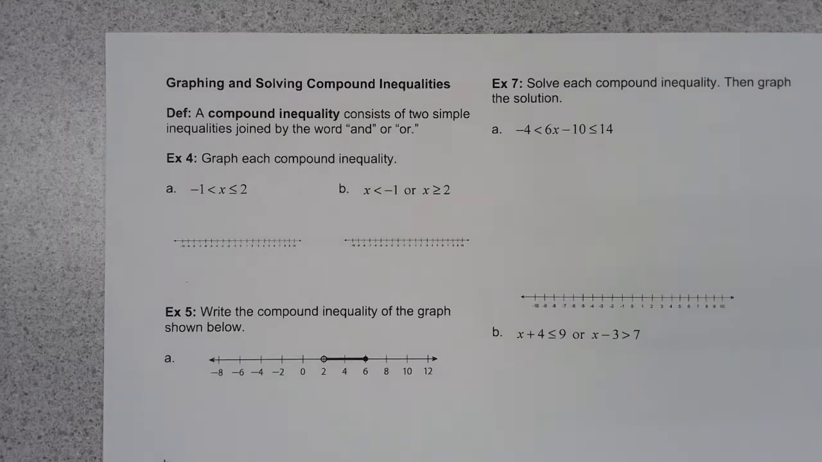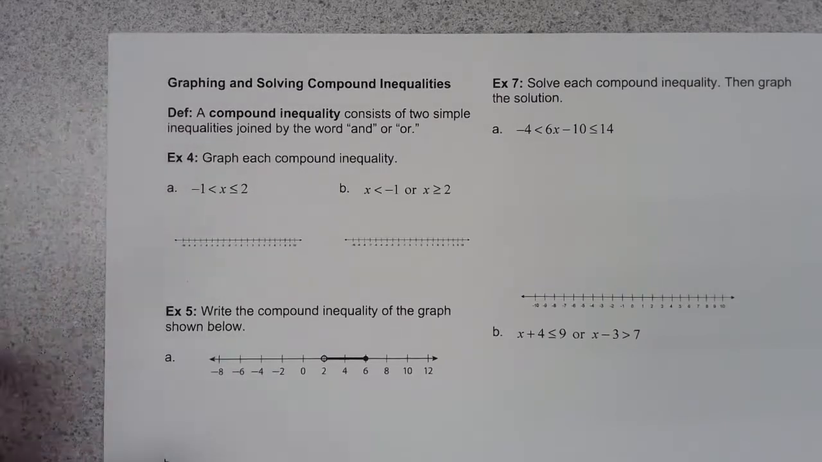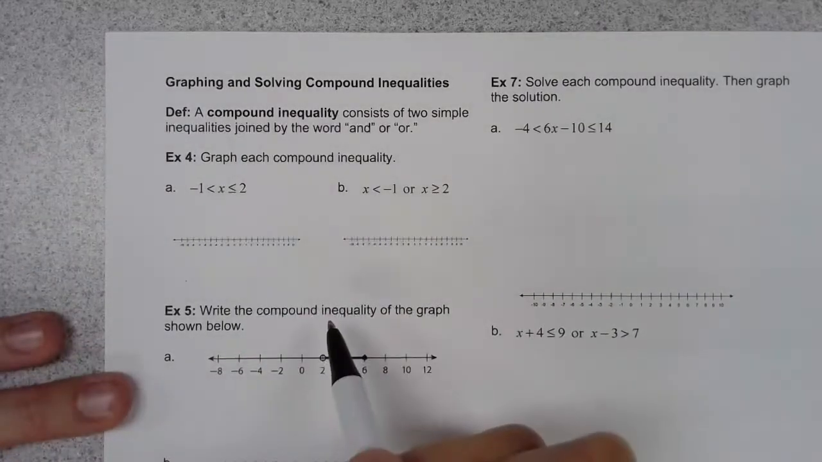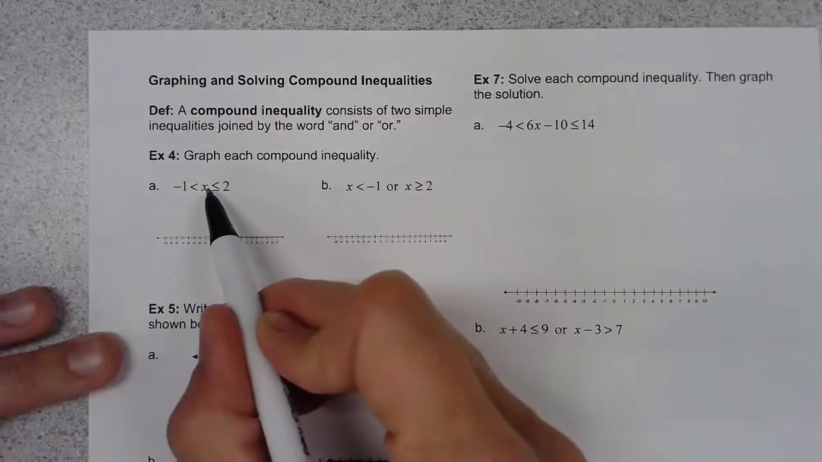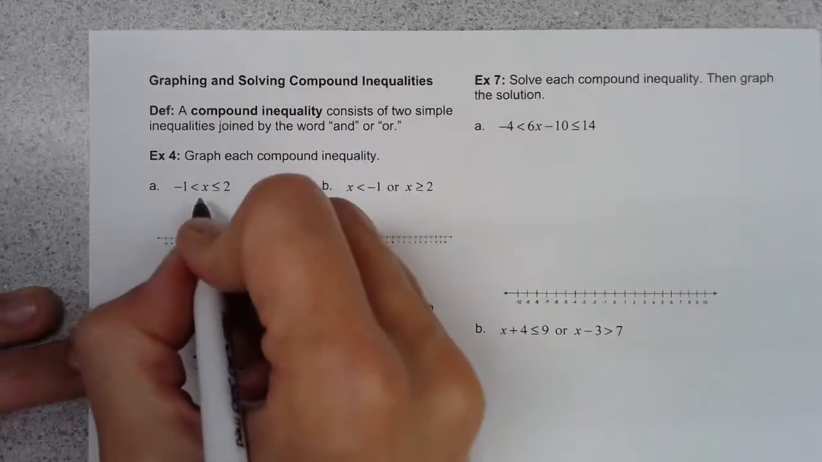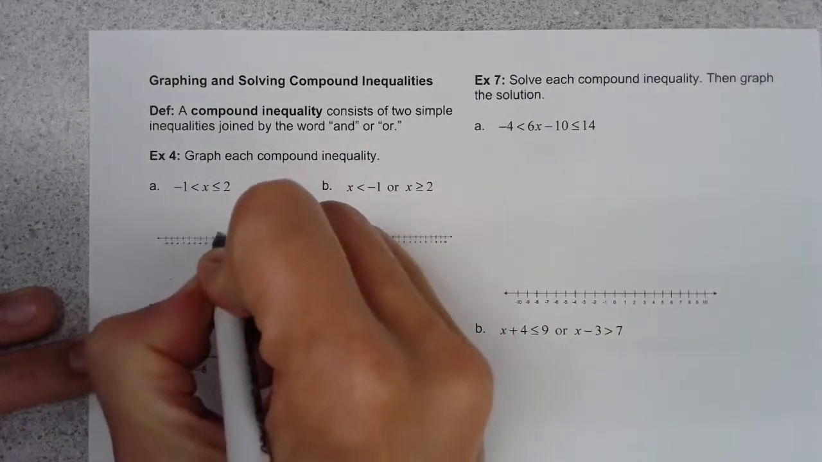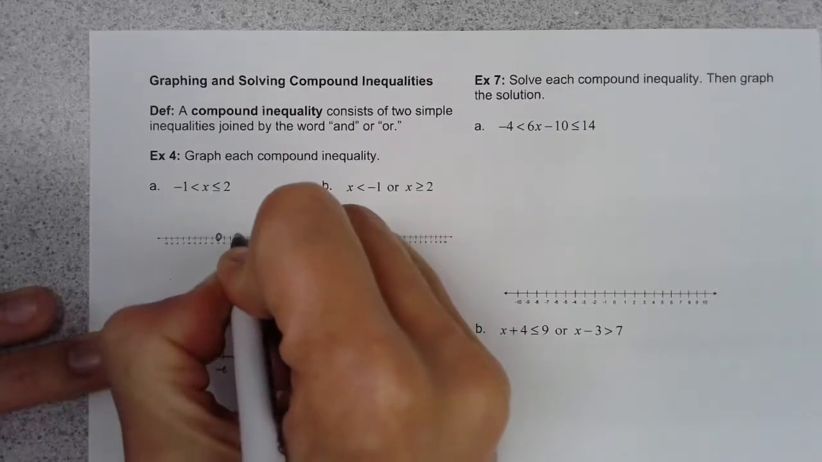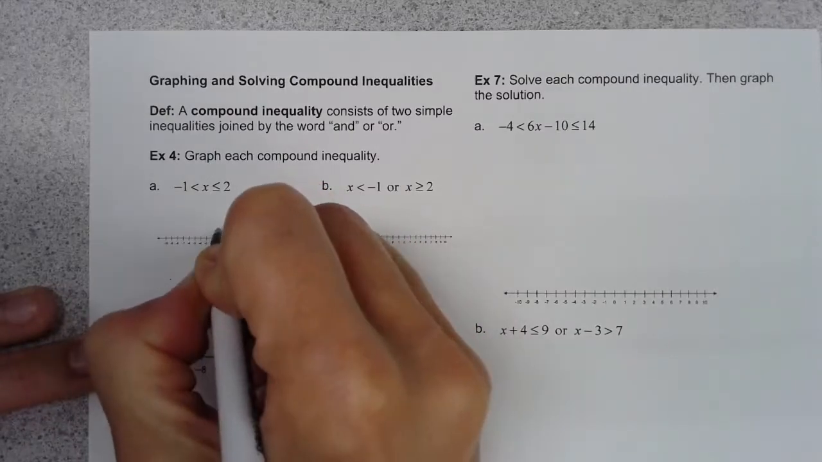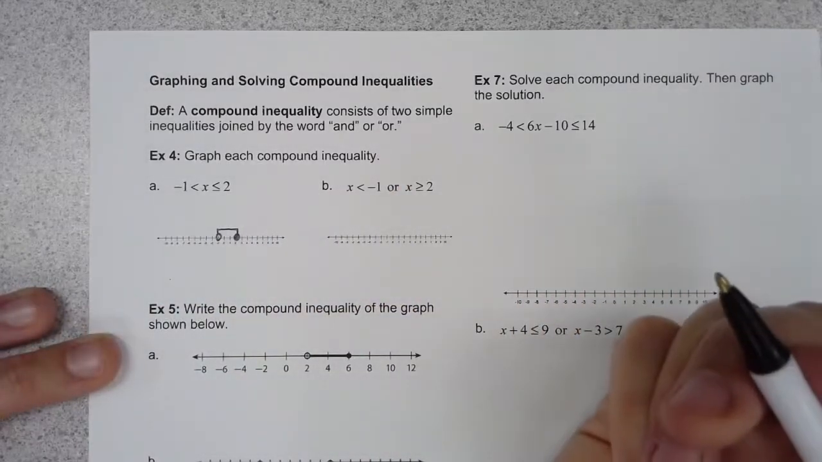Compound inequalities are when the inequality has two parts to it. We have a definition of compound inequalities right here. There are two different types of compound inequalities. So on this one, the x is in the middle. It says x has to be in between negative 1 and positive 2. And the values that are solutions to this inequality would be the numbers that are in between those numbers.